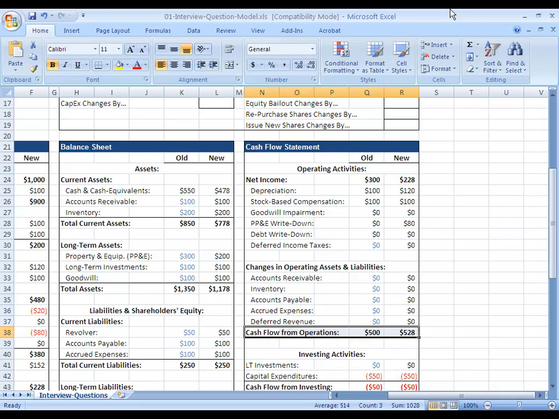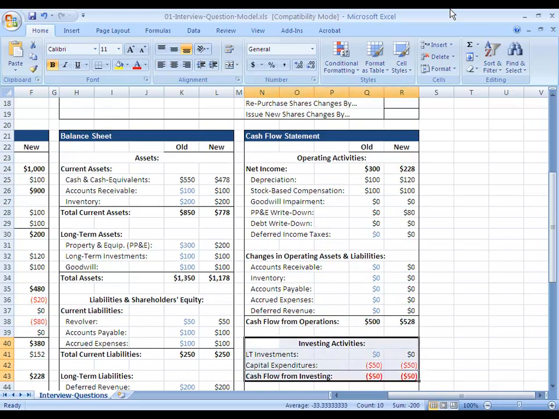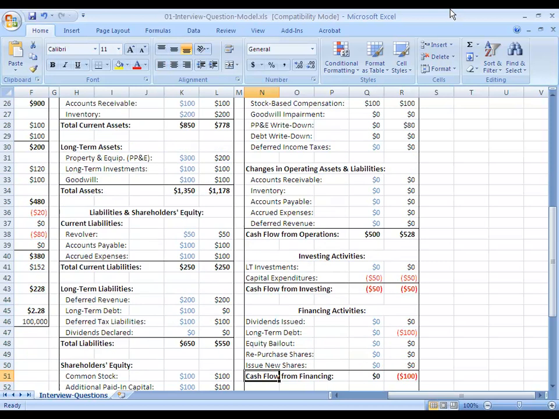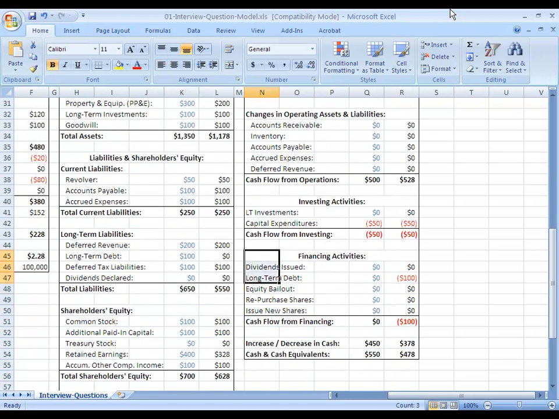No changes on capital expenditures or investing activities because we've already recorded these. And then on financing activities, we're repaying this long-term debt, so our cash flow from financing here is down by 100. So overall, when all is said and done here, cash flow from operations is up by 28, and cash flow from financing is down by 100. So this means that in this case, our increase or decrease in cash is going to be a decrease of 72 in cash in this case. So our cash is down by 72 because cash flow from operations was up by 28, but then cash flow from financing here was down by 100.